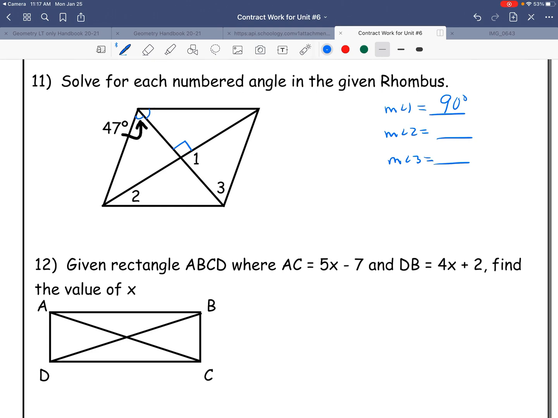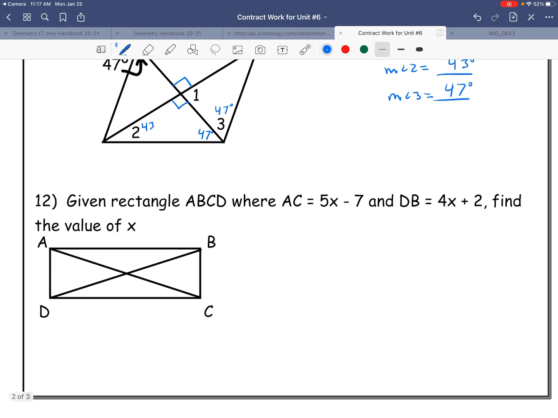Then this is 47, this is 47. Rhombuses have diagonals that bisect opposite angles. So angle 3 is 47 degrees. Now if this is 47, this is 90, we can get the measure of angle 2. They add up to be 180. So this is going to be 43 degrees.